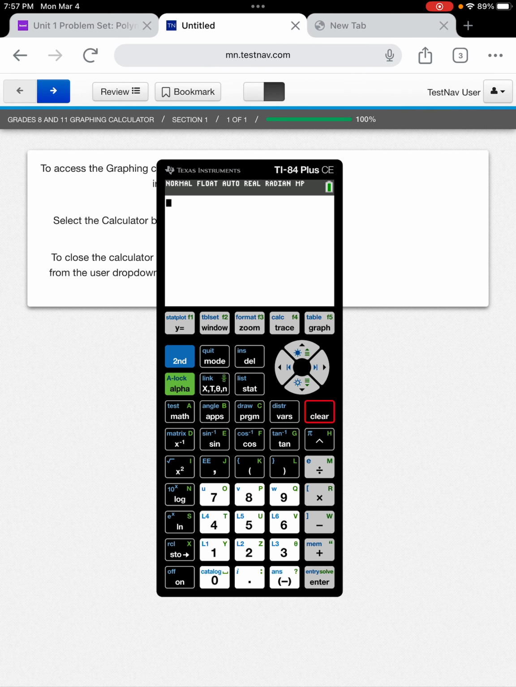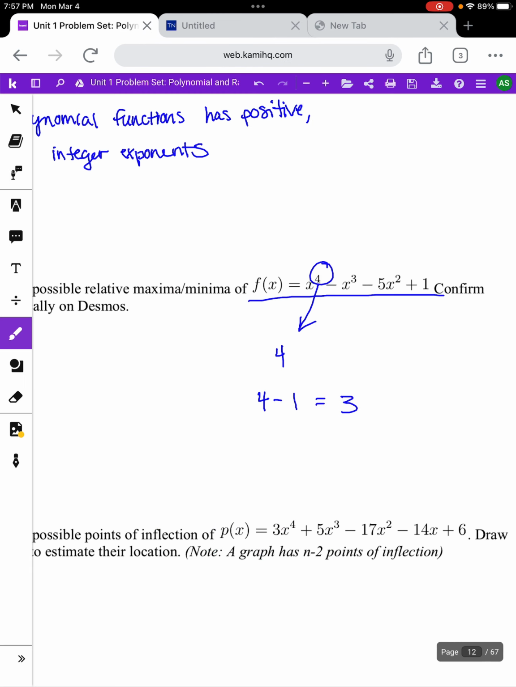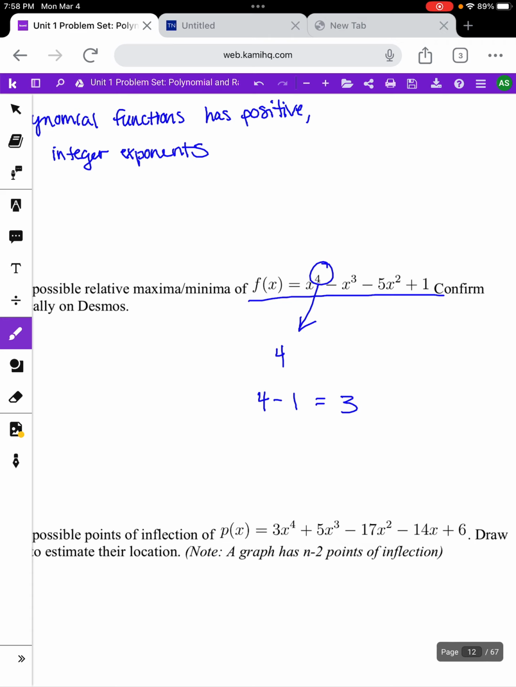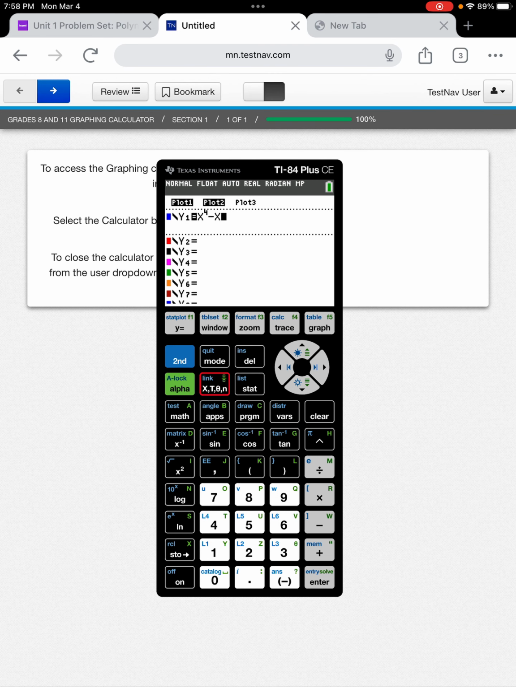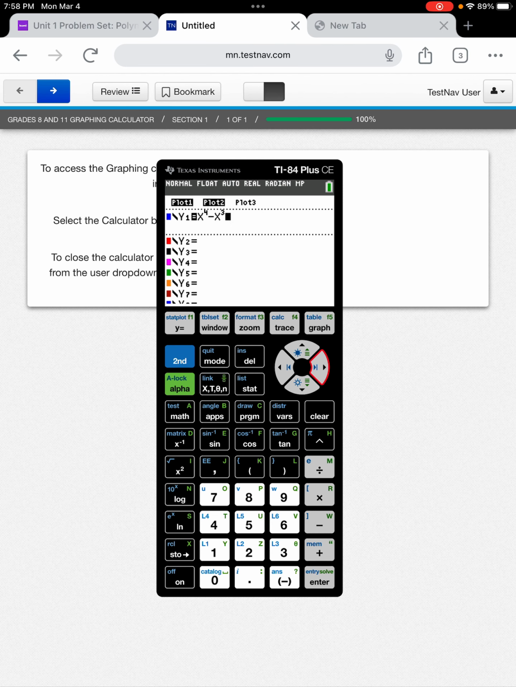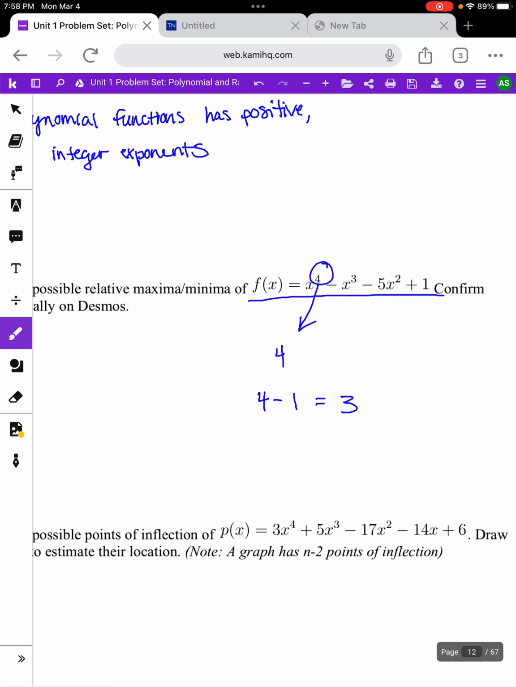So I'm going to press the y equals button, and this is where we're going to write the equation. So we're going to write x squared. Nope, x to the fourth, my bad. X caret. Where's the caret? There it is. Caret 4. Press the arrow so that it goes down. Minus x to the third minus 5x squared plus 1.